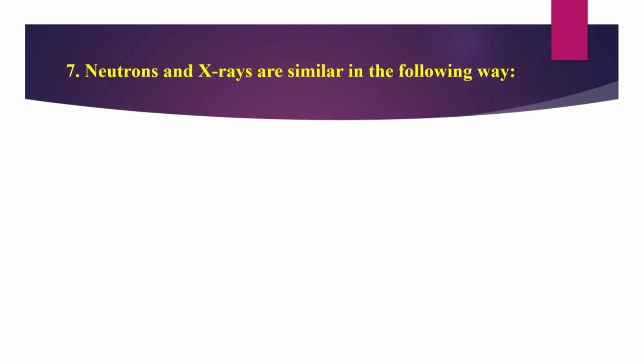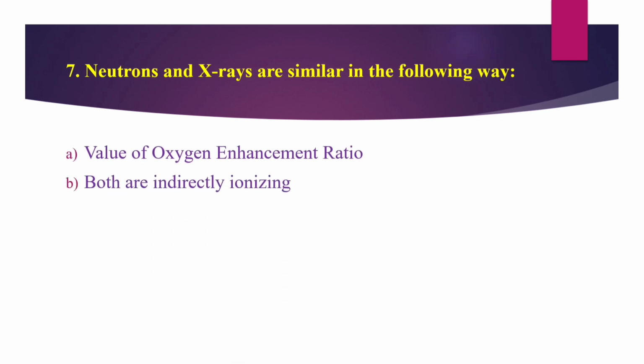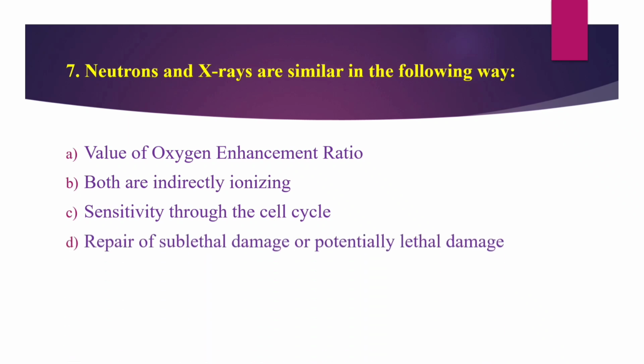So moving on to the next question, question number 7. Neutrons and X-ray are similar in the following way. Option A, value of oxygen enhancement ratio. Option B, both are indirectly ionizing. Option C, sensitivity through the cell cycle. And option D, repair of sublethal damage or potentially lethal damage. The answer is option B, both are indirectly ionizing. So the neutrons and X-rays are similar in the way that both are indirectly ionizing.